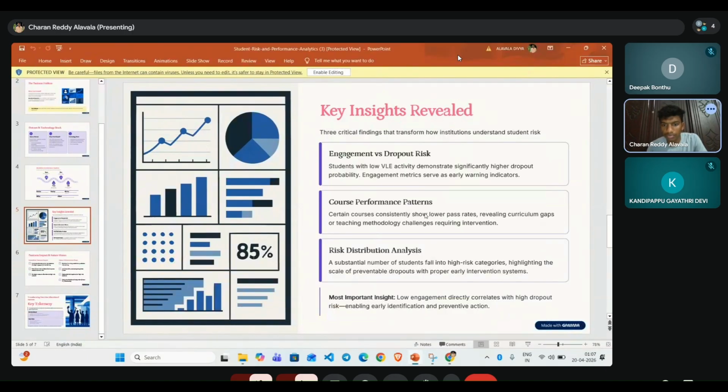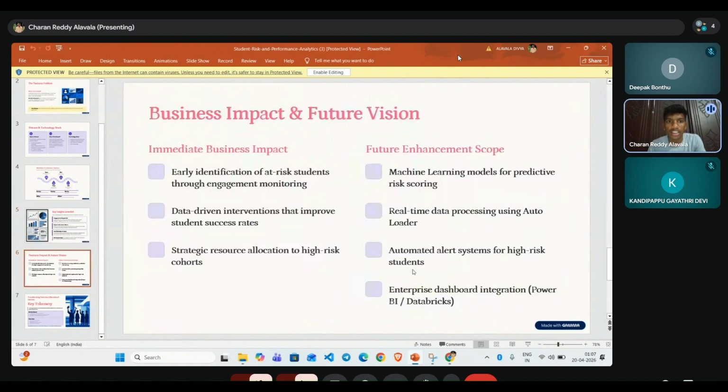Coming to this, we have analysis of the risk distribution, in which we see the number of students that fall into high risk and low risk. After that, the business impact of this data using this analytics is early identification of students who are at risk through engagement monitoring. The data is driven to improve student success rate, which means high risk students need to come under low risk for their future education.